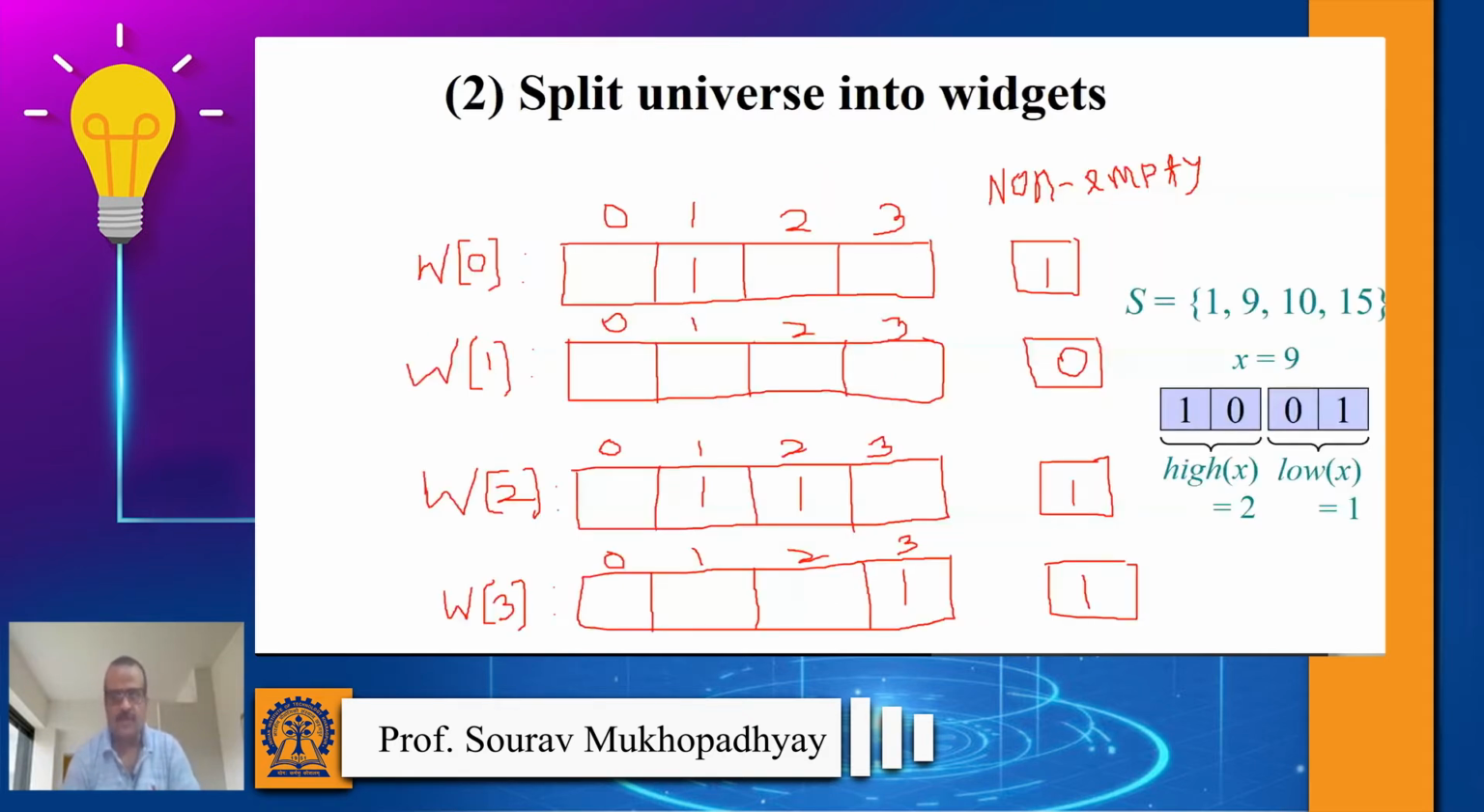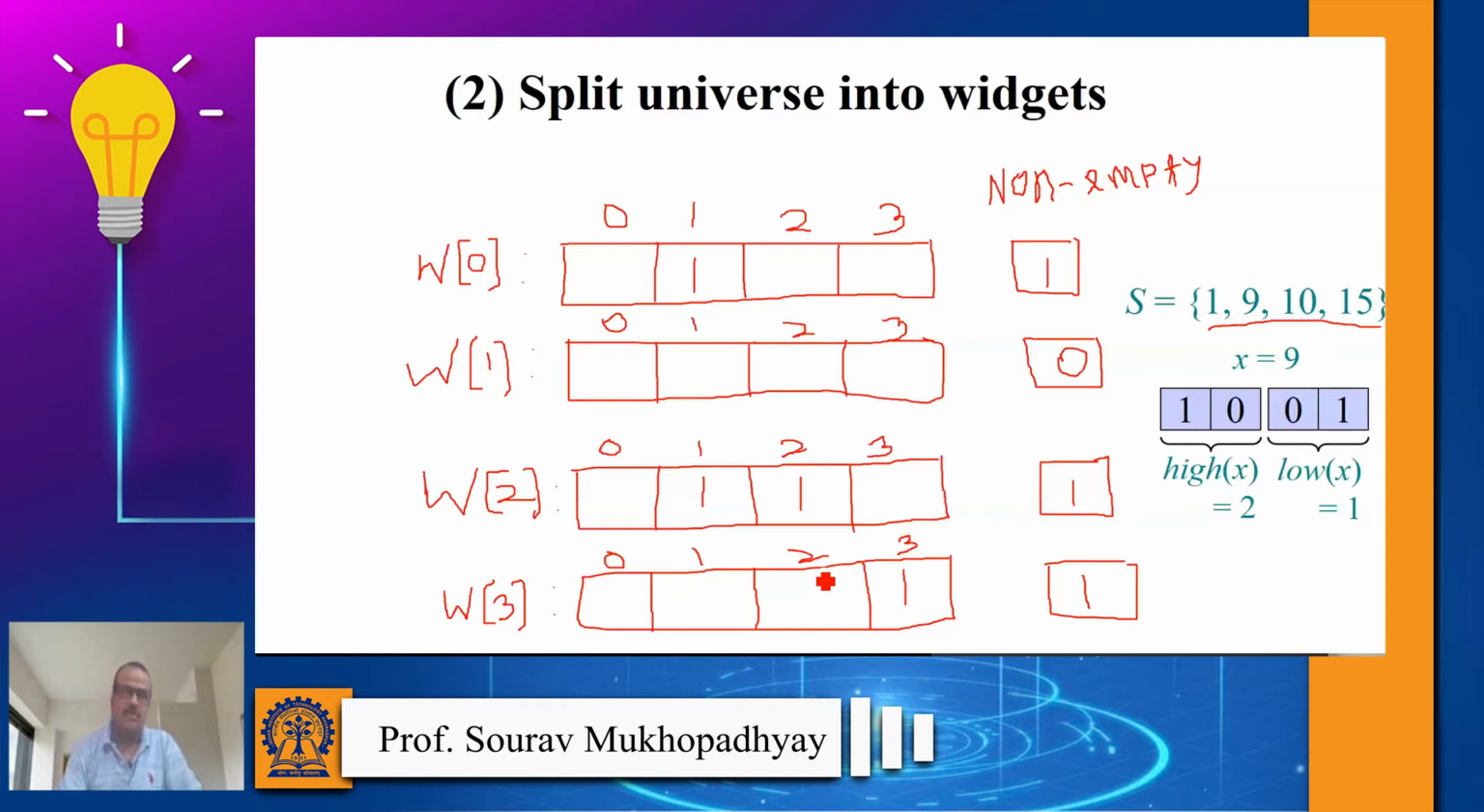Okay. So now suppose we have this arrangement. This is our current dynamic set S where we have these numbers. We have seen that insertion and deletion are simple. We just need to convert the element into binary, then go to that particular widget and insert that element in the corresponding position.